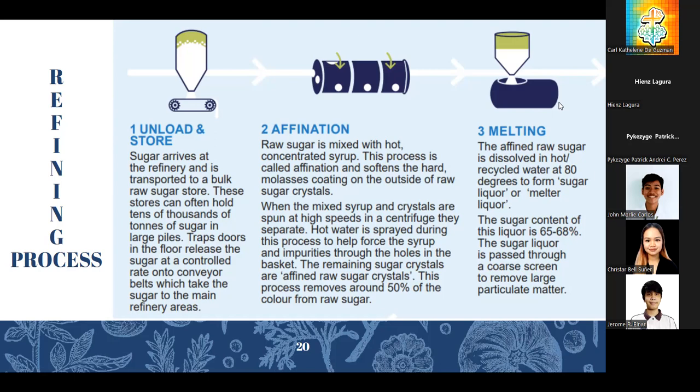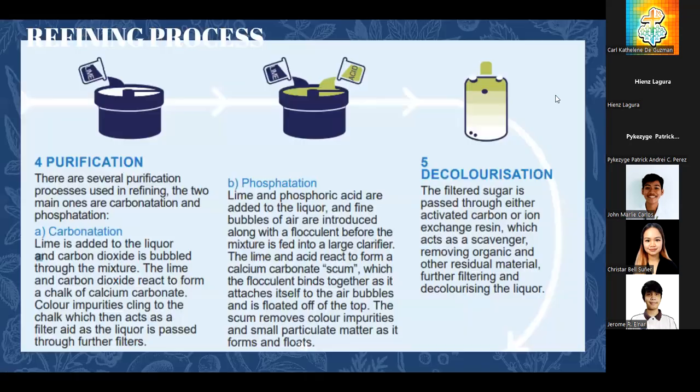Third is melting. The affined raw sugar is dissolved in hot or recycled water at 80 degrees to form sugar liquor or melter liquor. The sugar content of this liquor is 65 to 68%. The sugar liquor is passed through a coarse screen to remove large particulate matter. The fourth process is purification. There are several purification processes used in refining. The two main ones are carbonation and phosphatation.